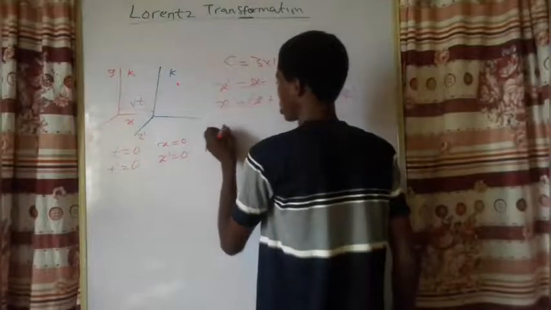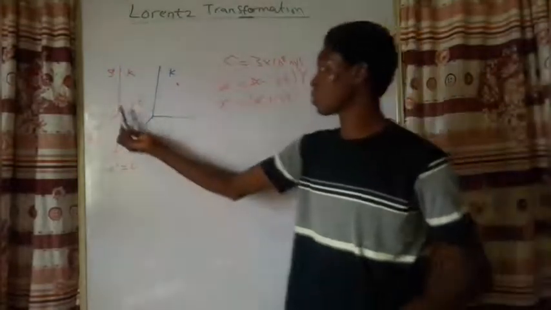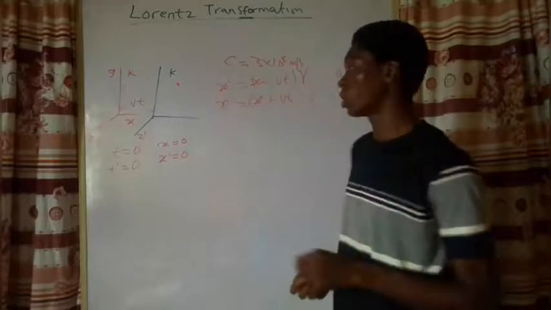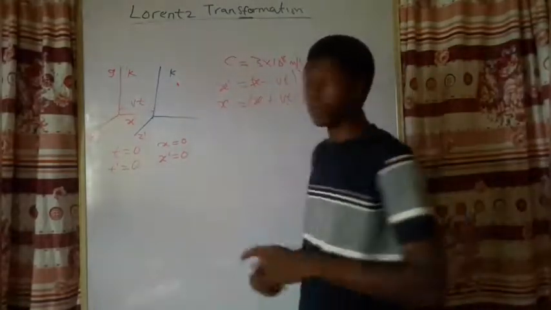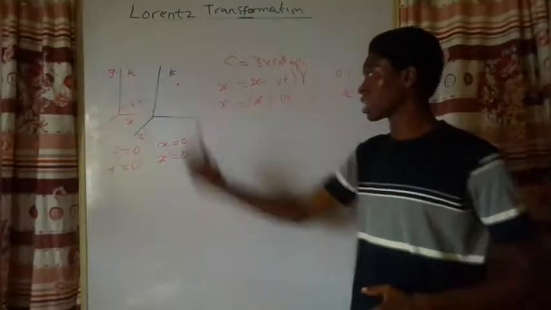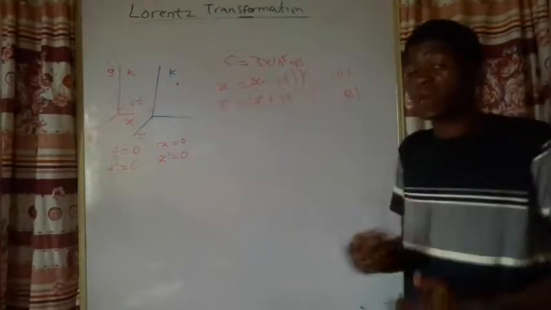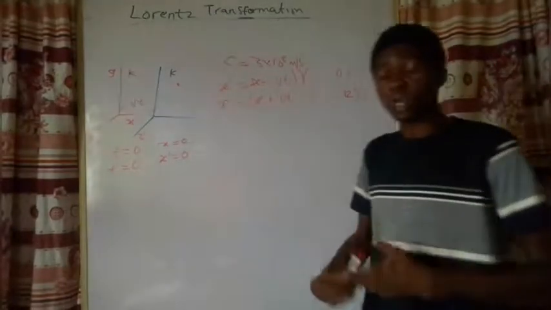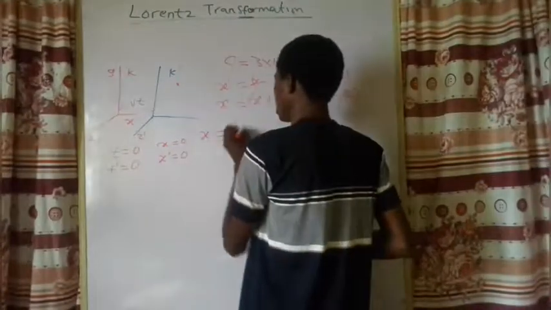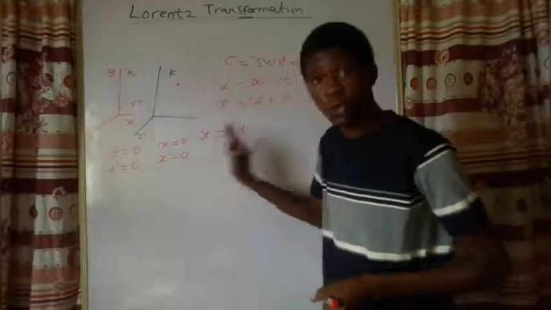Now, before we talk about this, let's do something. I was talking about a light being released from here. That light is going to travel with a speed c. In my own frame of reference, that light travels a distance and strikes a particular point, causing an event to occur. What is the distance traveled by that light according to me? It is x equals ct, the speed of light times time.